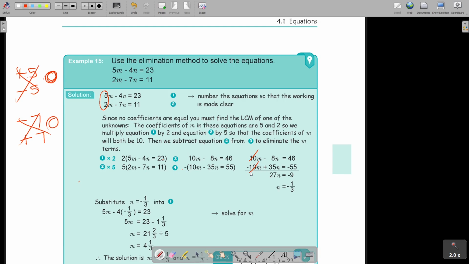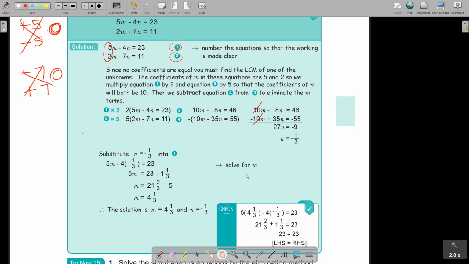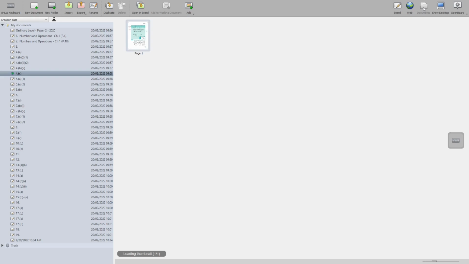And then I just simplify to one unknown. I just get the value of that n, and I take that value of the n, and you can either substitute in equation 1 or 2. So I just substitute in equation 1, and you get your other unknown. Okay, and that's what I'm going to do. So let's go back to the question paper.